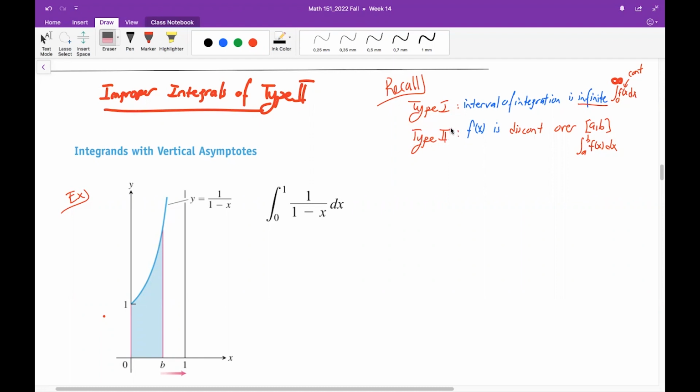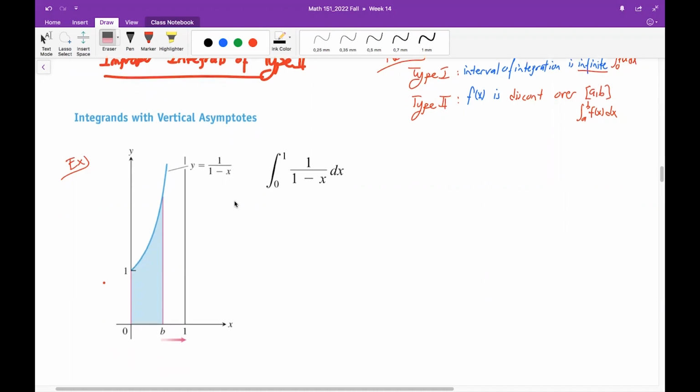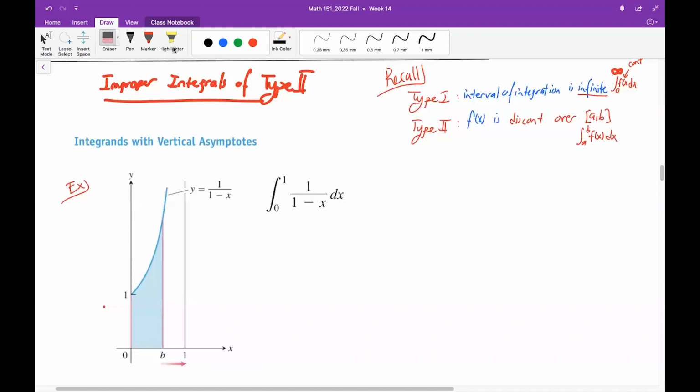Now, we will talk about improper integrals of type 2, where your function has a vertical asymptote at some point which is inside your interval of integration. So in other words, f of x is discontinuous at some point inside this interval [a, b], then you call it an improper integral of type 2. So look at this example.